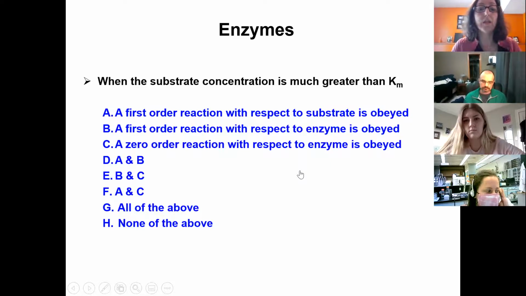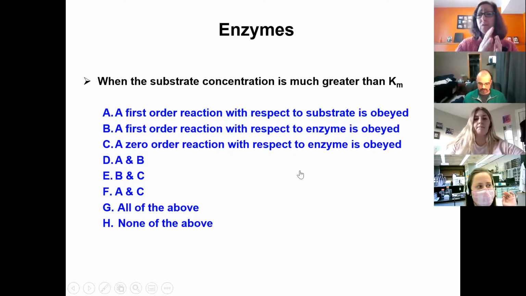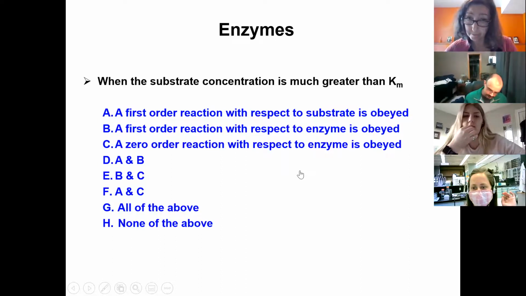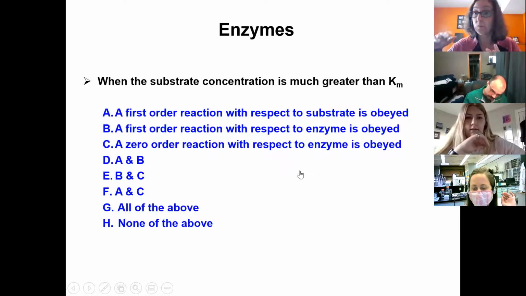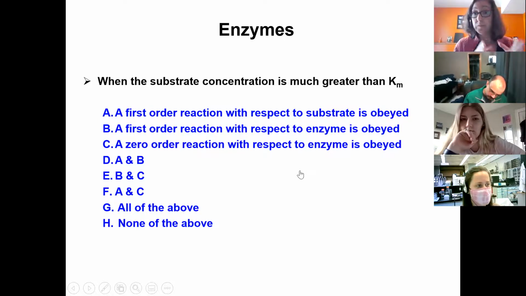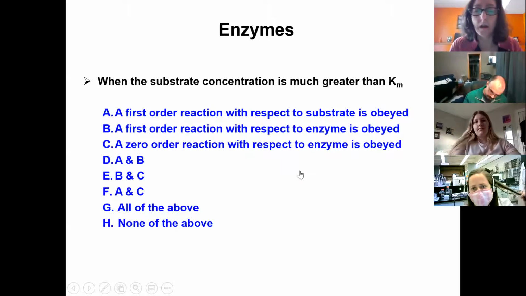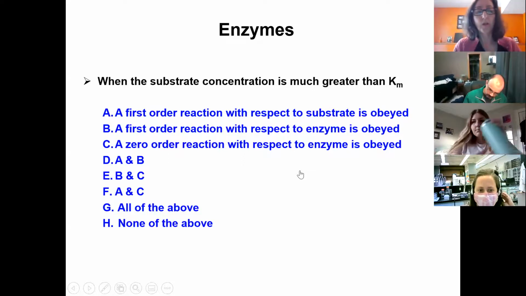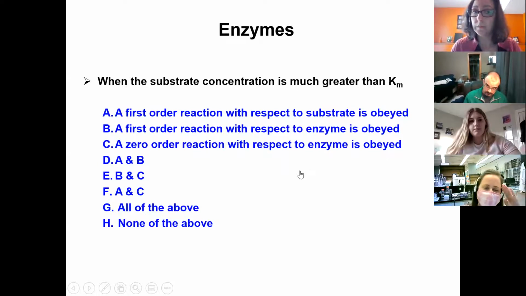Okay, so when the substrate concentration is much greater than the Km, that means we have a lot of substrate in the system, and it's high. And we have the same concentration of the enzyme, but very high substrate concentration. Then, which of these is correct? First order reaction with respect to substrate, first order reaction with respect to enzyme, or zero order reaction with respect to enzyme.